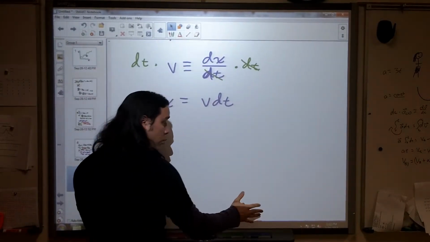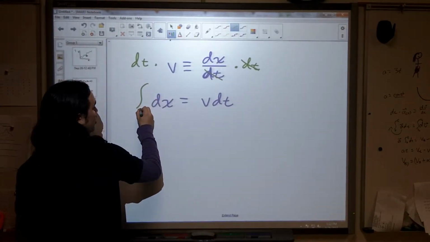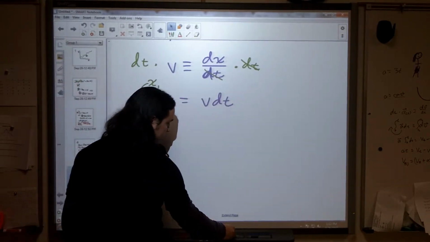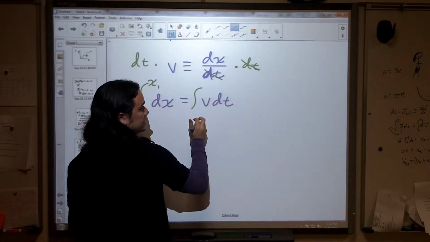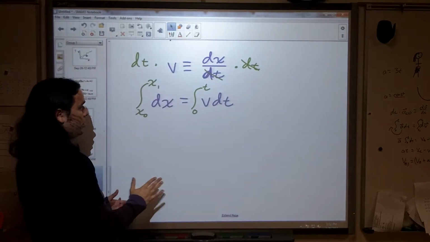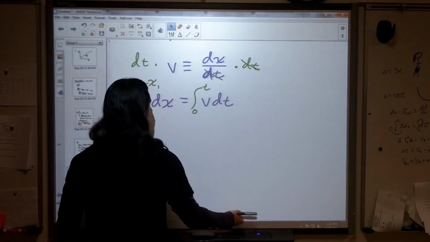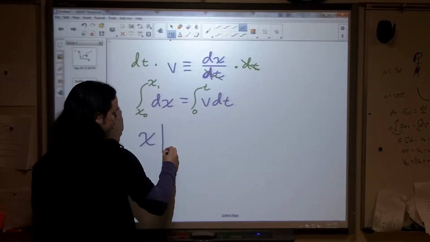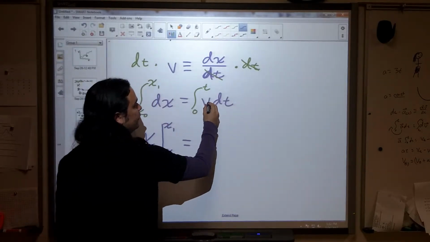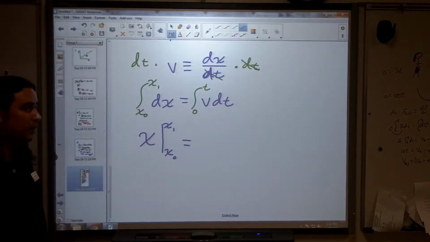Now I'm going to go backwards away from the derivative. I'm going to do an integral here from my beginning position, x0, to my final position, x1. I'm going to integrate this. This is time, so we're going to go from time 0 to some time t. Well, dx just adds all the little pieces of x up, and we end up with x evaluated from x0 to x final equals the integral of v dt. V is not constant, so I cannot simply bring it out of the equation.